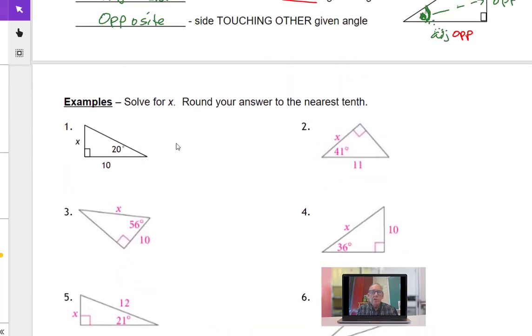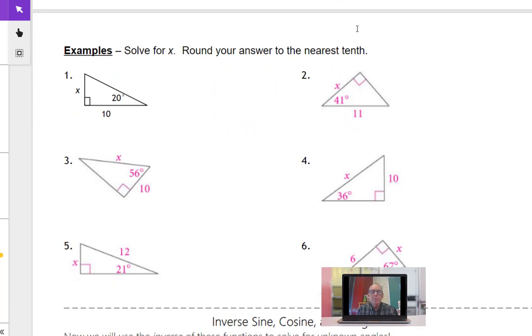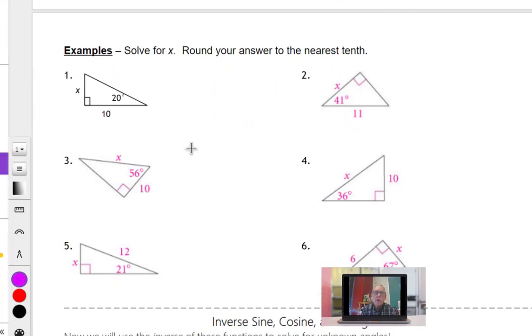Okay, we want to solve these for x. Okay, let's look at number one here. If you look at our reference angle, x is the opposite side, and 10 is the adjacent side to that angle. So we're going to use tangent.